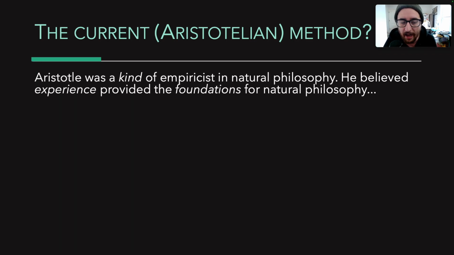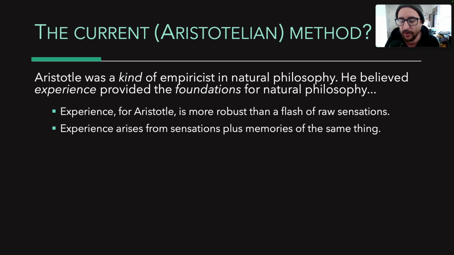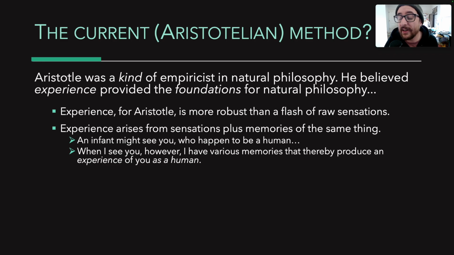At least Aristotle was a kind of empiricist in natural philosophy. He believed experience is what provided the foundations for natural philosophy. It's what helped us identify and come to know the first scientific principles that could then be used as the basis of syllogism that would allow us to discover other principles of nature. So experience for Aristotle is more robust than just a flash of raw sensations. Experience for Aristotle came from our sensations plus memories we had of the same thing previously. So an infant might see you, who happen to be human, but when I see you, I have various memories simultaneous with these sensations that thereby produce in me an experience of you as a human. So I don't just see a shape and colors, I experience you as a human.